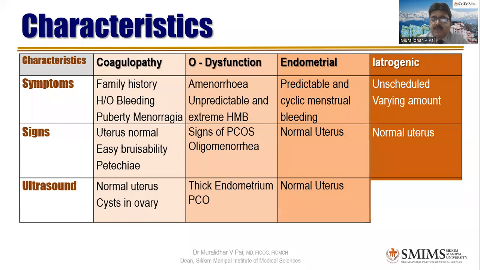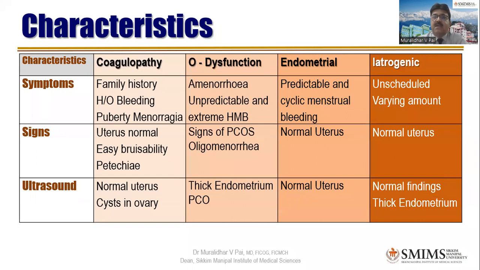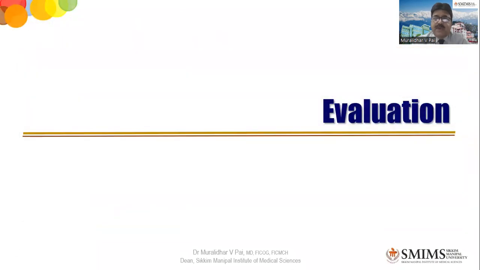Endometrial type of DUB or AUB, normal uterus again. Iatrogenic, again, normal findings with a thick endometrium if there has been a copper T or an estrogenic intake. So how do you evaluate?